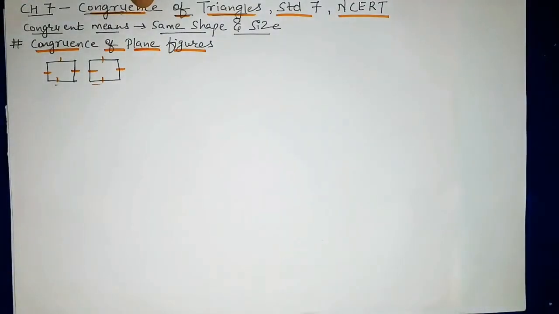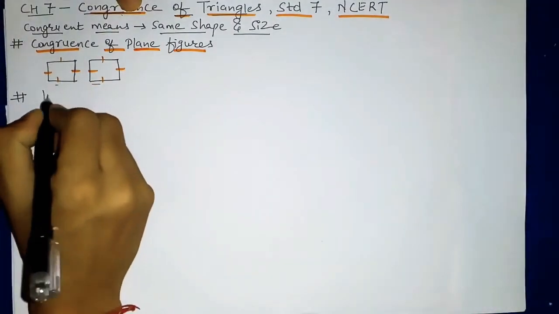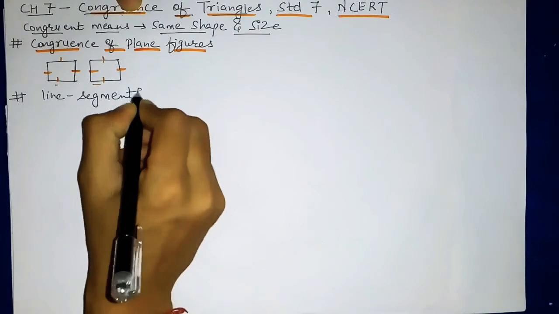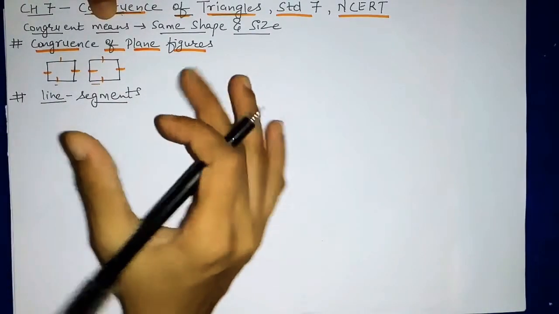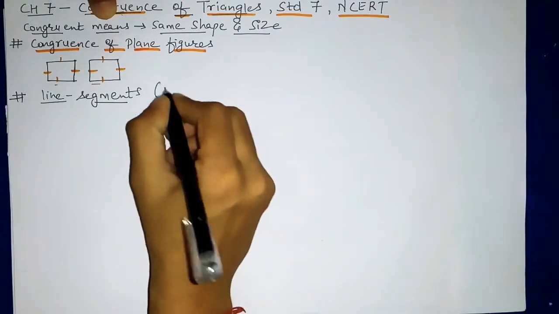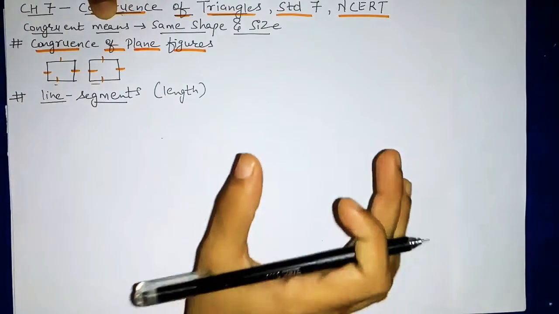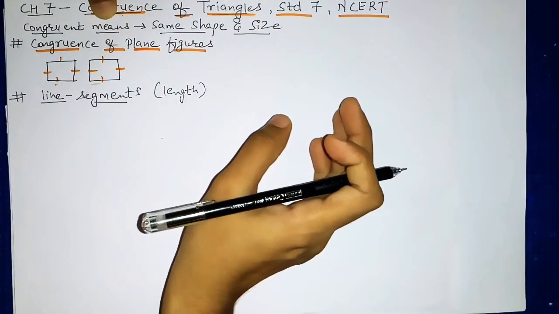Now, when two line segments can be congruent, okay, line segments congruent कब होंगी? If we talk about line segments, so in line segment what we measure is length, okay, that you know. So in line segment we measure the length. So if the lengths are same, then two line segments are said to be congruent.